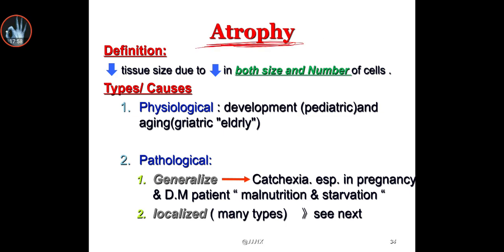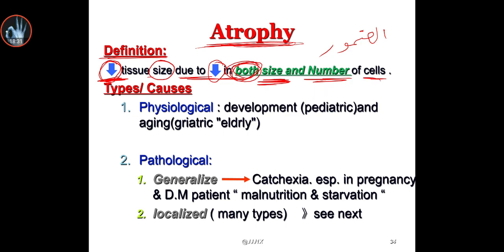Now we're talking about atrophy. We already talked about the increase in the number or the size. Now we're talking about the decrease. So atrophy, the definition of atrophy, اللي هو يسمى الضمور. Atrophy is a decrease in the tissue size due to a decrease in both size and number of the cells. So atrophy is a decrease of the size of the tissue or organ due to the decrease of both number and size. ففي الضمور أو في الأتروفي يحصل عندنا نقصان في عدد الخلايا وفي حجم الخلايا، فيحصل لنا ضمور للخلية.